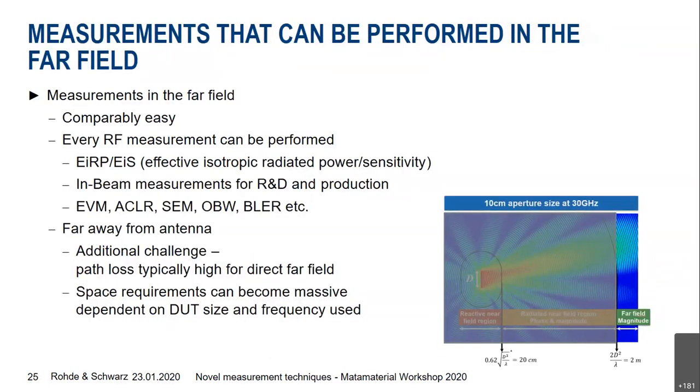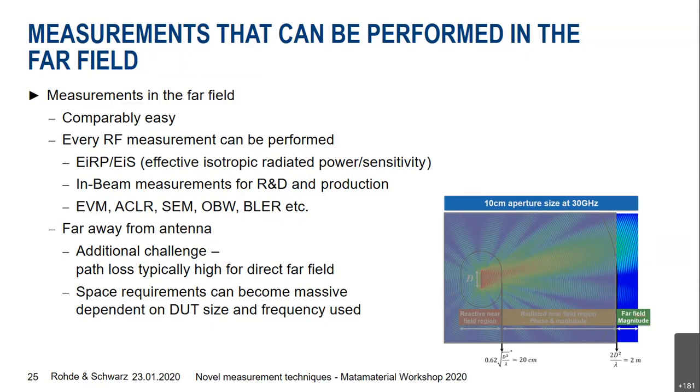Also, all of these measurements are definitely possible in a much better way, of course, if we have the far field measurement done directly. So the measurements done in the far field are comparably much easier. Every RF measurement can be performed, including EIRP, in-beam measurements, EVMs, and so on. All of these measurements of the device under test can be done, even if they are in this far field, far away from the antenna.